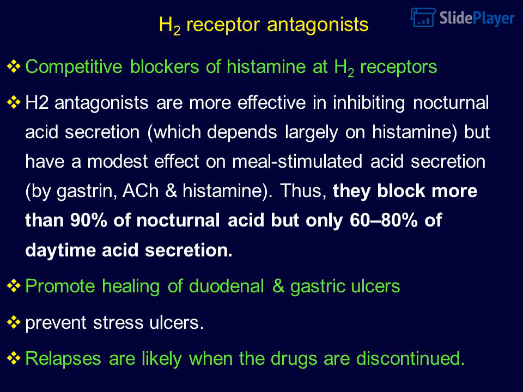H2 receptor antagonists. Competitive blockers of histamine at H2 receptors. H2 antagonists are more effective in inhibiting nocturnal acid secretion, which depends largely on histamine, but have a modest effect on meal-stimulated acid secretion, by gastrin, ACh and histamine. Thus, they block more than 90% of nocturnal acid but only 60 to 80% of daytime acid secretion.